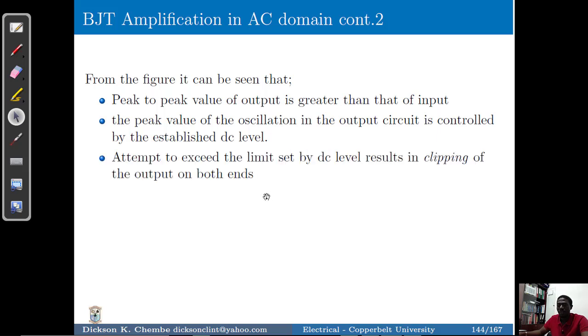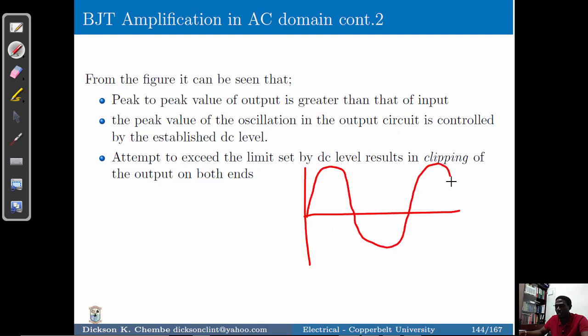Then you have the attempt to exceed the limit set by the DC level, which results in clipping of the output at both ends. So what happens is, if you try to exceed the DC level, for instance, you've got the sinusoid that is going like so, it is going to start what we call clipping. This is when the wave will clip if we try to force it, on both sides. So this clipping can be avoided.